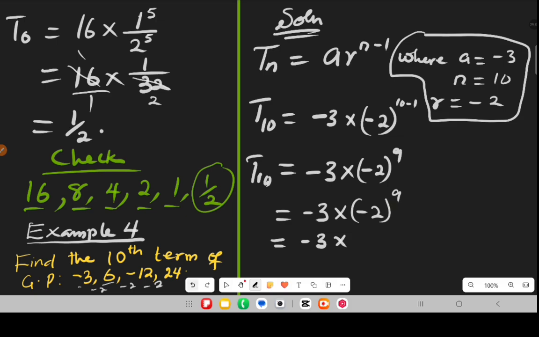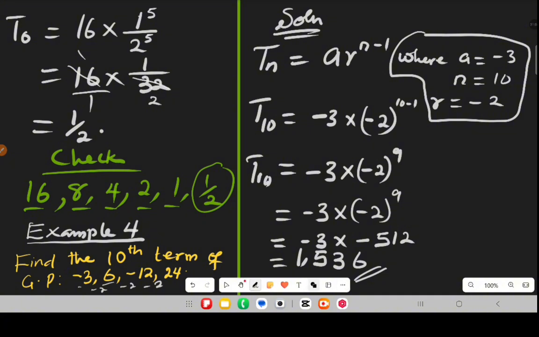Meaning minus 2 times minus 2 in 9 places will give us minus 512. Then minus times minus in directed numbers will give us plus. So 3 times 512 is equal to 1536 as our final answer.